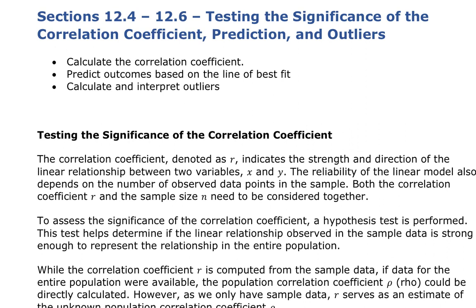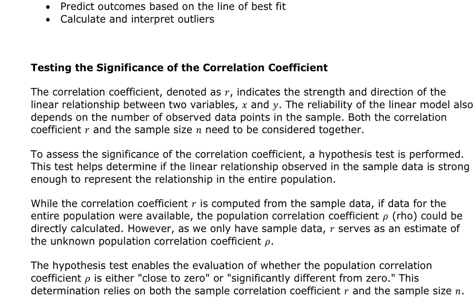In this video, we're going to look at testing the significance of the correlation coefficient, prediction, and outliers. So when we are talking about the correlation coefficient, which is R, this tells us how strong and the direction of the linear relationship between two variables, x and y. It also depends on how many data points we have in the sample. Both the correlation coefficient R and the sample size n need to be considered together.